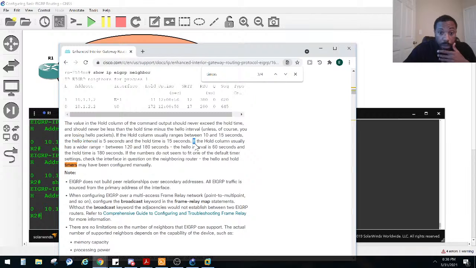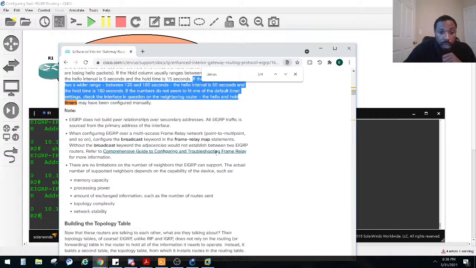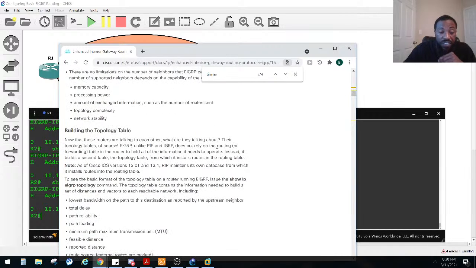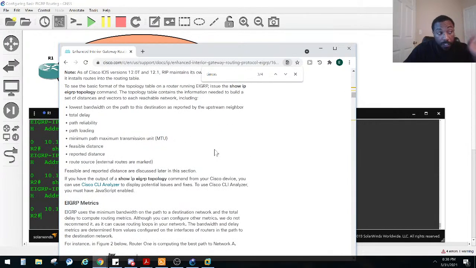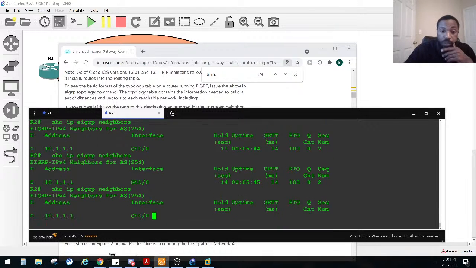If the hold column is usually a wider range between 20 to 180, the hello interval is 60 seconds and the hold time is 180 seconds. If these numbers do not seem to fit one of the default timer settings, check and so on. So yeah, it's 5 and 15. So we say hello every 5 seconds, and I believe we consider our neighbor dead. We can test it right now if y'all want to, because we pretty much wrapped up this lab right here. And we can see the uptime just tells you how long it's been up. All right, we can test that if you want.